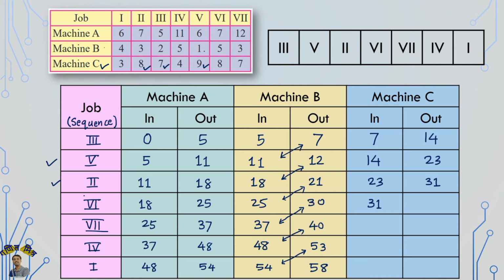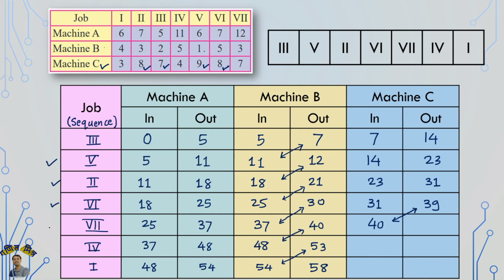Okay, now see which job, job number 6. Job number 6 means machine C, value is 8. So 31 plus 8, 39. Now just compare 39 with 40 and you can see the 40 is the greater value. So do not write 39, write down 40 here. And since there is a gap between these values, just draw a double-headed arrow.